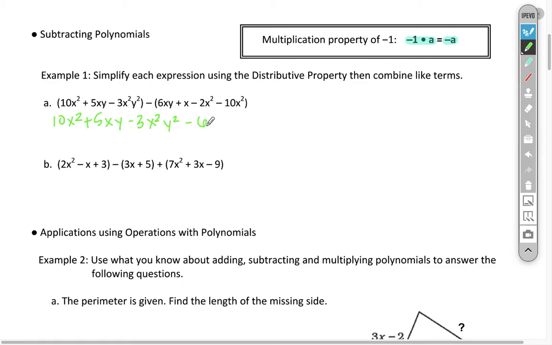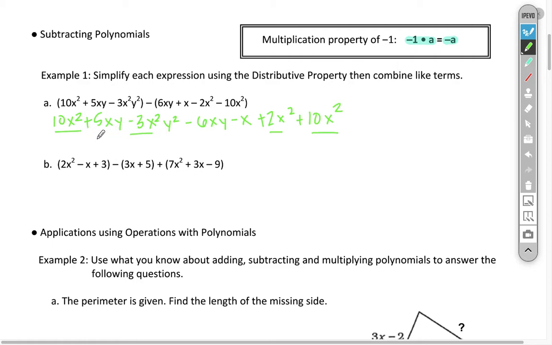So we will now have negative 6xy, negative x, positive 2x squared, and positive 10x squared. Right? And then all we've got to do is combine like terms. Same principle, but now we just need to make sure we're really paying attention to those signs, okay? So we have 10x squared, which can go with negative 3x squared, and also 2x squared and 10x squared. So lots going on there.